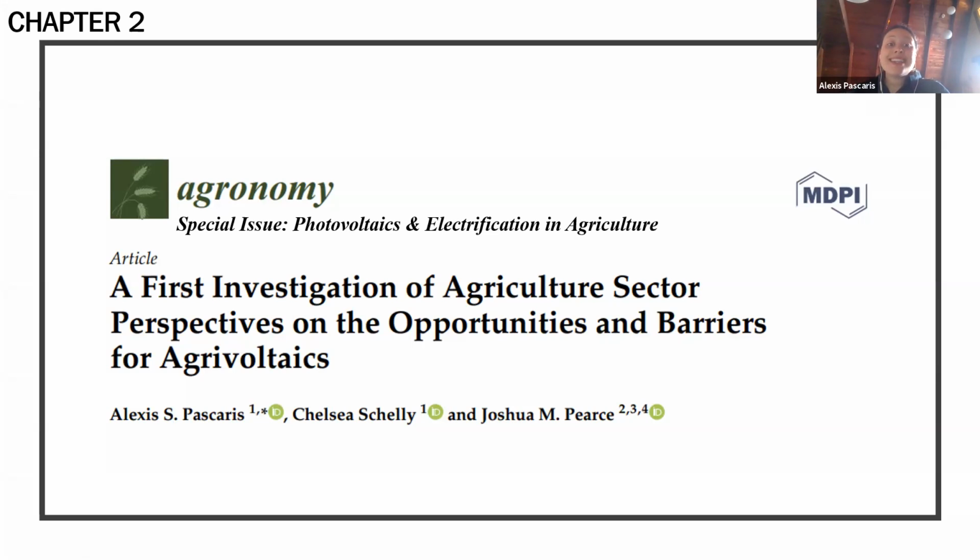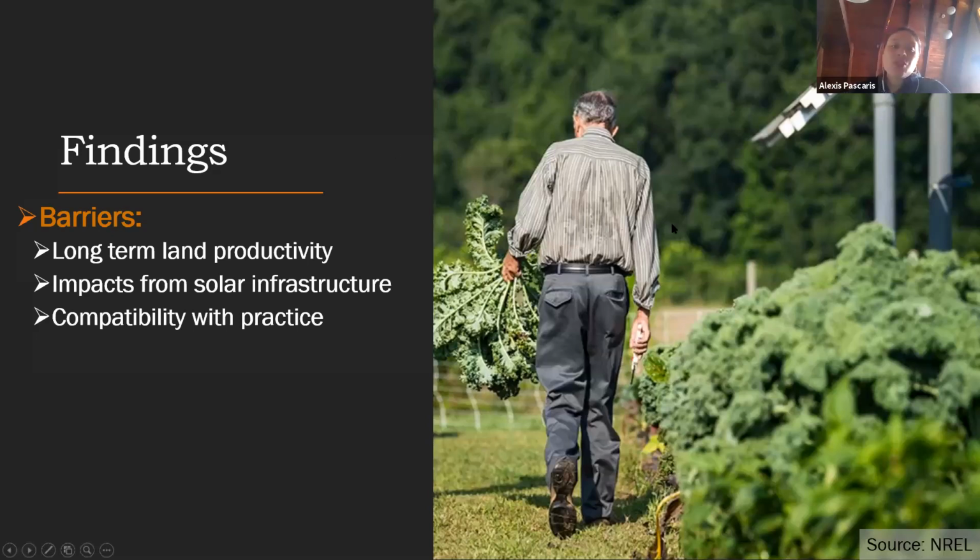The objective behind this study was to engage agricultural professionals using qualitative interviews to identify opportunities and barriers to farmer adoption of agrivoltaics. So I interviewed a total of 11 agriculturalists and asked them about their perspectives on this technology. Next slide. The interview data were analyzed using grounded theory methodology, which is standard among qualitative researchers. The identified barriers and opportunities are as follows.